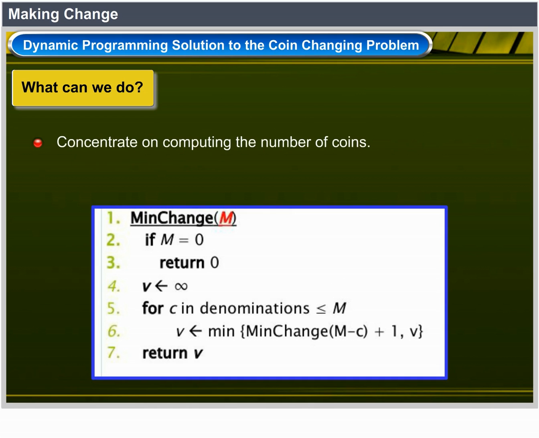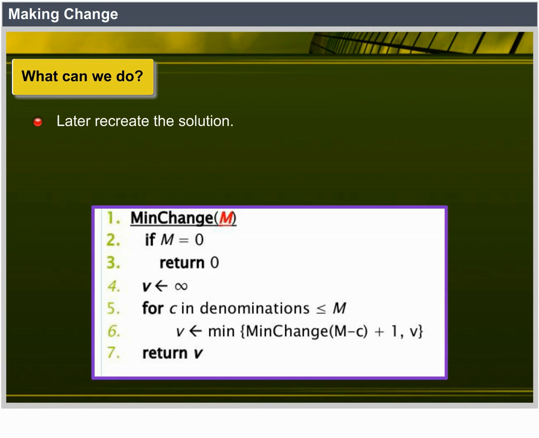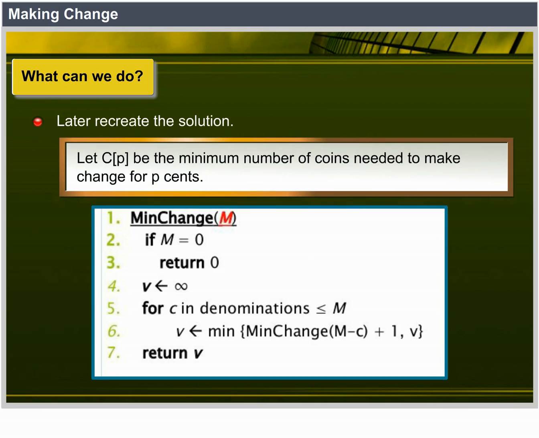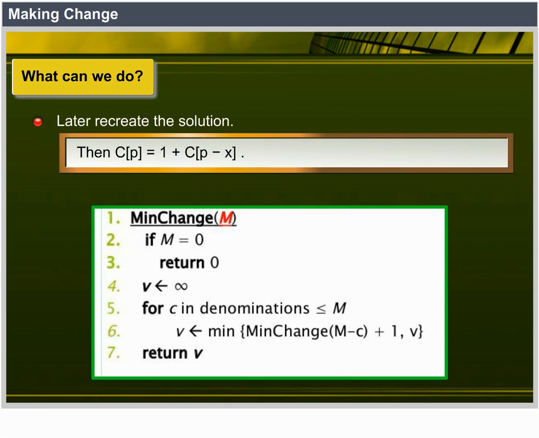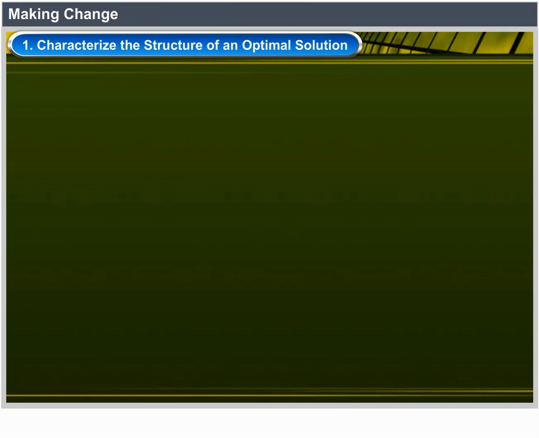Concentrate on computing the number of coins. Later, we recreate the solution. Let C(P) be the minimum number of coins needed to make change for P cents. Let X be the value of the first coin used in the optimal solution. Then C(P) equals 1 plus C(P minus X). Characterize the structure of an optimal solution.